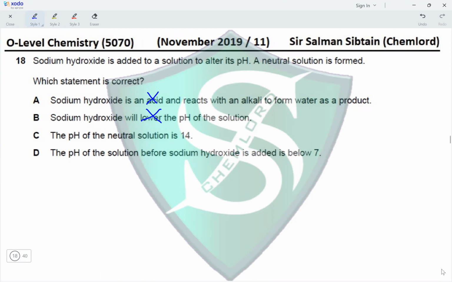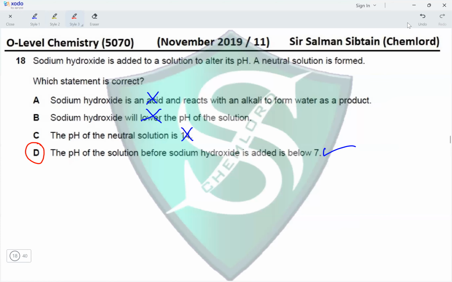The pH of the neutral solution is 14. No. The pH of the neutral solution is 7. The pH of the solution before sodium hydroxide is added is below 7. Yes, because it is reacting with an acid. Acids have a pH of less than 7. So this makes option D the correct option for this question.